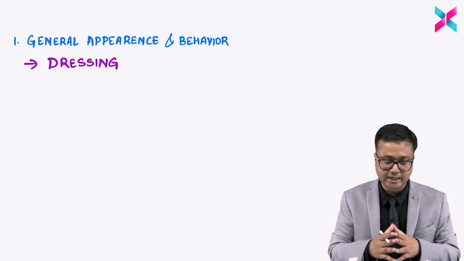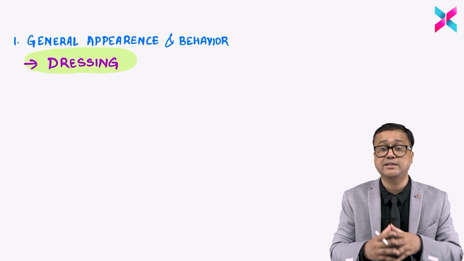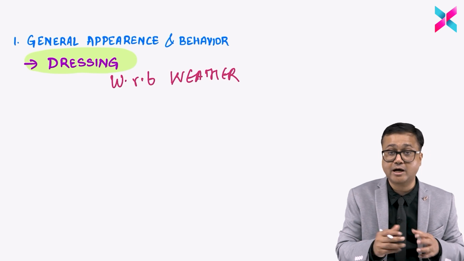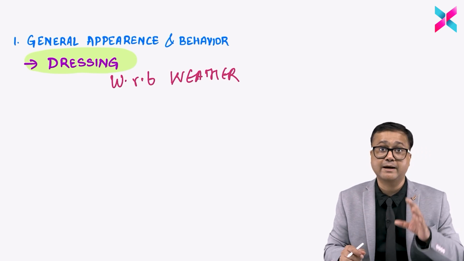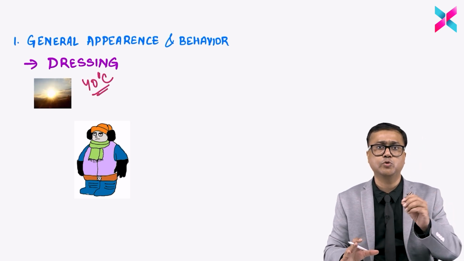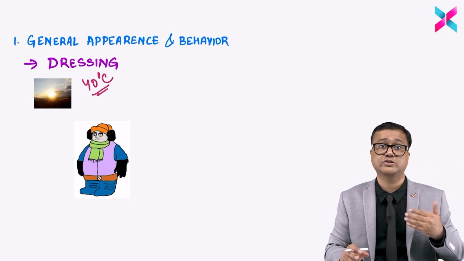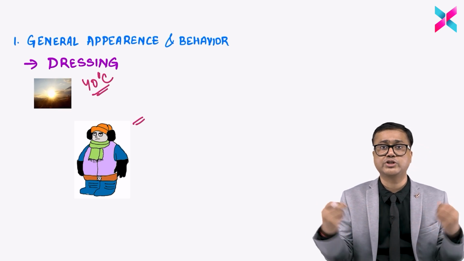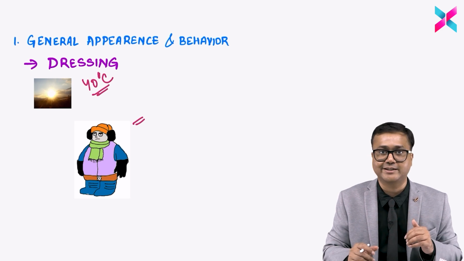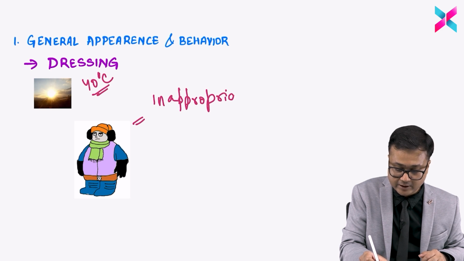Then the second heading under general appearance and behavior is the dressing of the person. Dressing we usually see with respect to the weather condition, whether the person has dressed appropriately according to the weather or not. For example, you're sitting in the OPD and it is 40 degrees centigrade outside, very hot and humid. You have switched on the AC, wearing a very thin layer of cloth, and a person walks in wearing so many layers of clothes, jacket, muffler, gloves, everything. Is it appropriate dressing or inappropriate? This is highly inappropriate dressing, not appropriate to the weather condition.